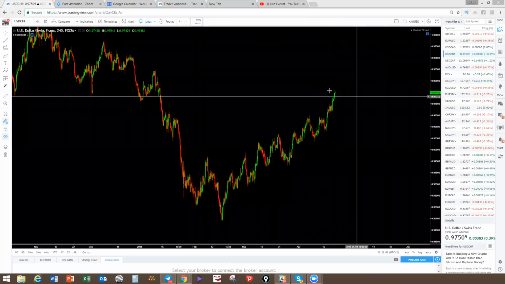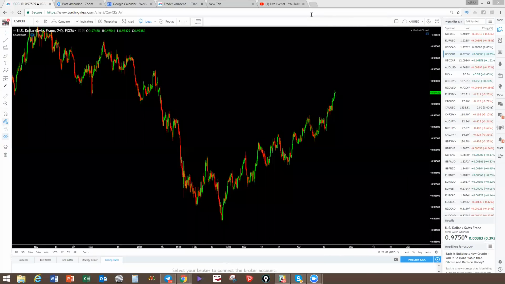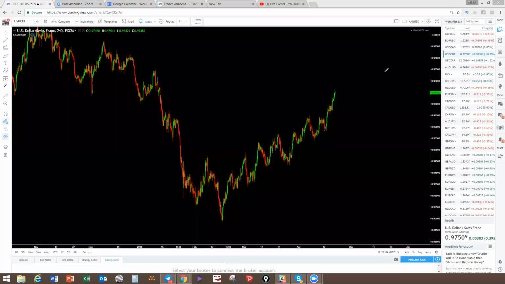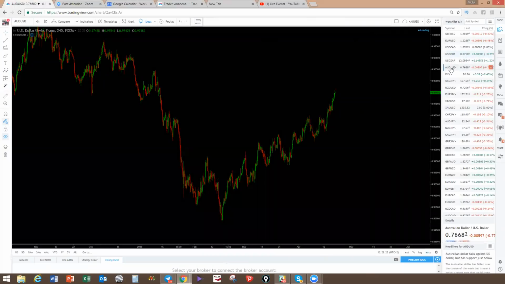You just need to wait for a corrective structure. Right now, there's nothing here. It's just an impulsive move up. Now, if you're not in this trade, I'm also not in this trade, you need to wait for a corrective structure. Okay, if it makes this one, then I'm going to write it on to complete the wave 5. Okay, that's USDJPY. Let's do AUD US dollar.